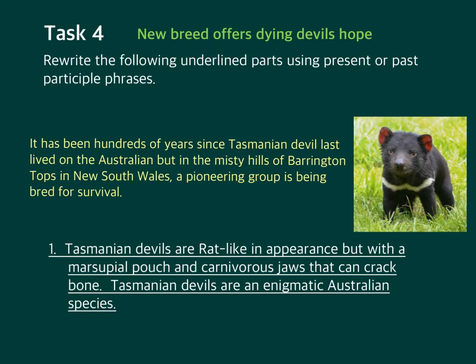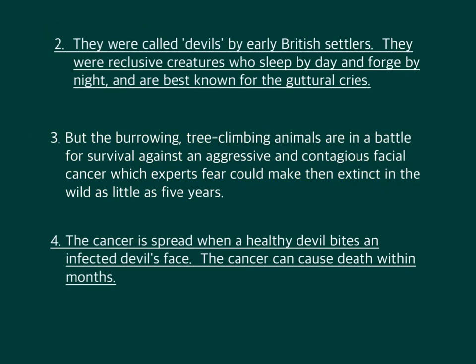1. Tasmanian devils are rat-like in appearance but with a marsupial pouch and carnivorous jaws that can crack bone. Tasmanian devils are an enigmatic Australian species. 2. They were called devils by early British settlers. They are reclusive creatures who sleep by day and forage by night and are best known for their guttural cries.